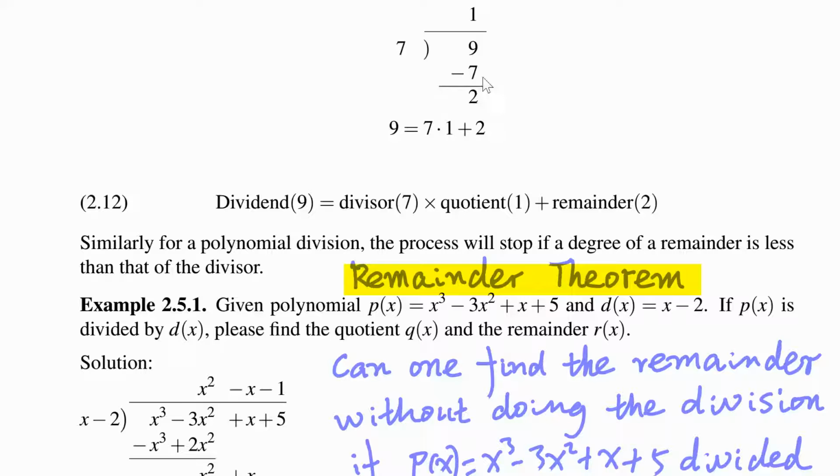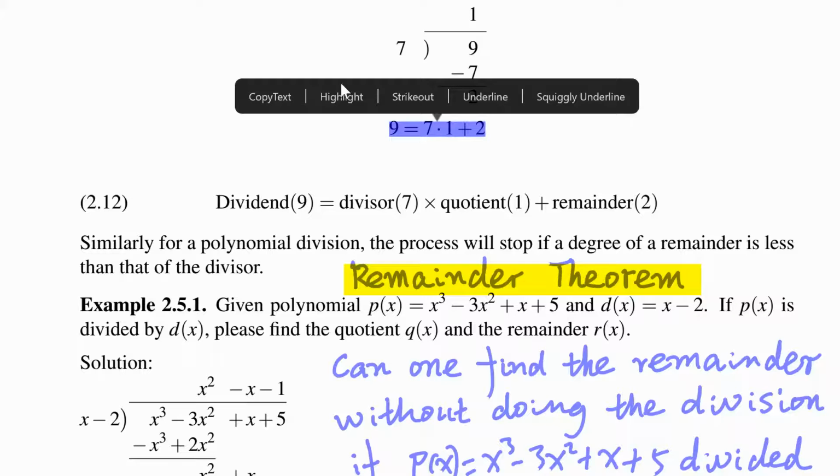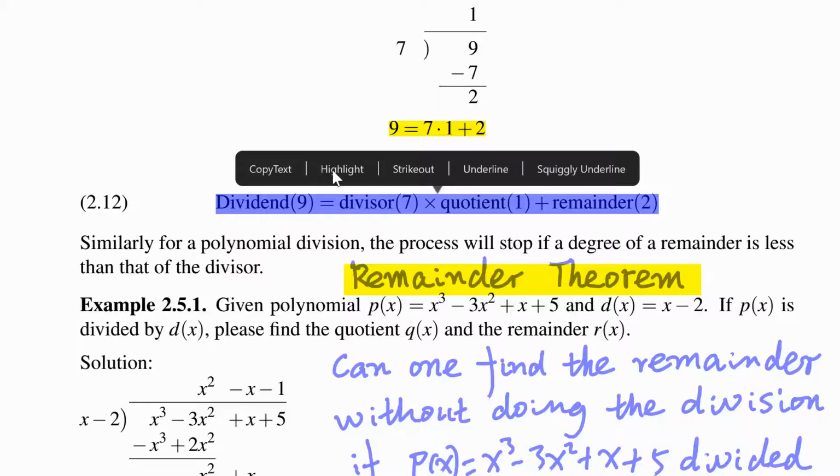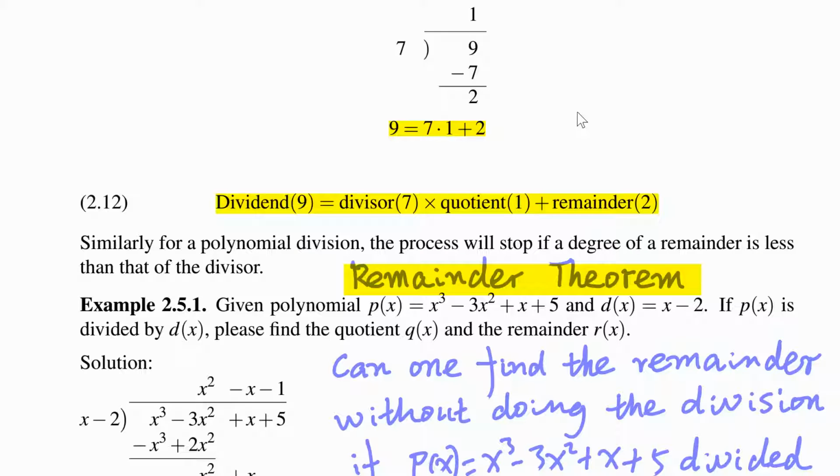So we may then write: dividend 9 equals the divisor times the quotient 1, plus remainder 2. That's the one right here. So this is what we record for the division of numbers.